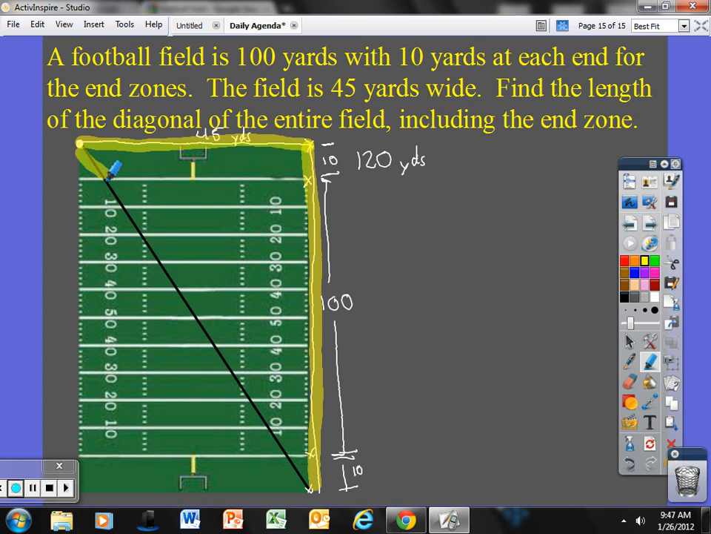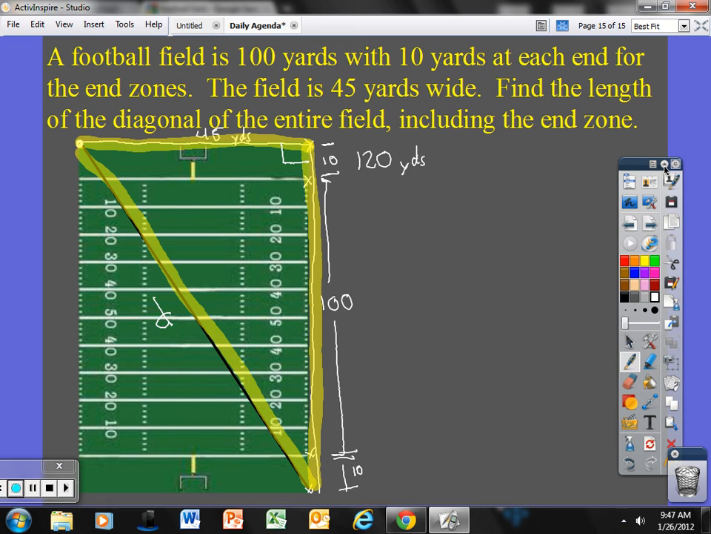And we have to figure out what are the legs and what is the hypotenuse. Remember, the legs are adjacent to each other and they have the right angle in between them. So here's my right angle. One leg is 45, the other leg is 120. I am looking for this diagonal.